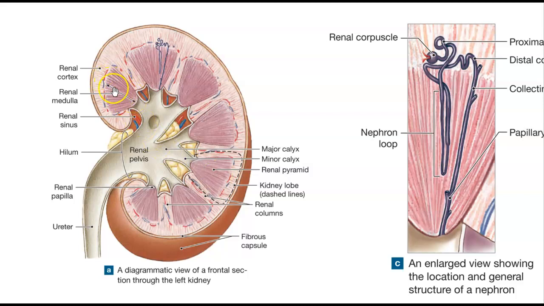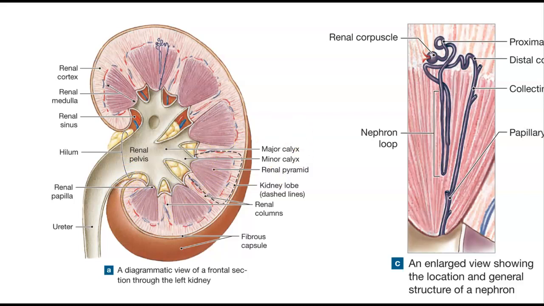Then the layer deep to the cortex, or kind of underneath it, this level all the way around, is called the renal medulla. So what you find in the renal medulla are the renal columns, and those are in between the renal pyramids. So the renal pyramids and the renal columns make up the renal medulla.